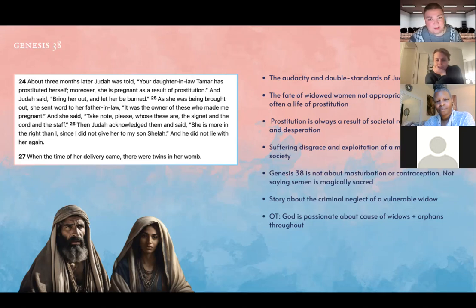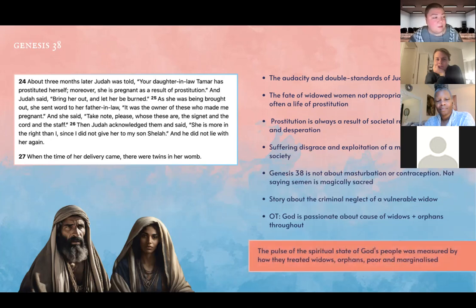If you read the rest of the Old Testament, you will find God speaking extensively about the cause of widows and orphans in society. Widows and orphans. These are the vulnerable in society, those trapped in poverty, seen as less, without protection, rights, power, or belongings. The pulse of the spiritual state of God's people was measured by how they treated widows and orphans, the poor and the marginalized.